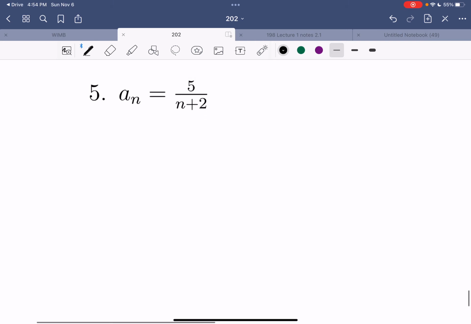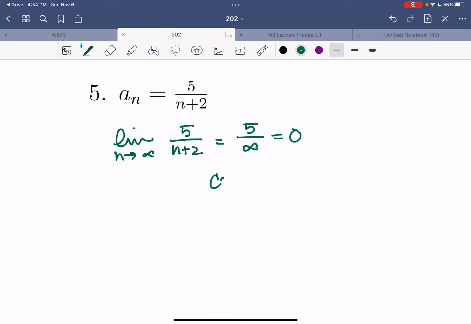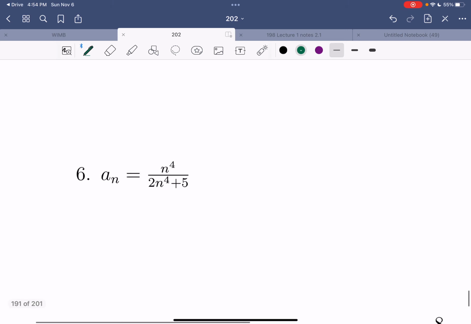The way we typically do that is by looking at the limit. So in order to show whether this is going to converge or diverge, we're going to take the limit as n goes to infinity of an, which is 5 over n plus 2. When you plug in your infinity, this is 5 over infinity, which is 0, which means that it converges. Okay, so 5 is good to go.